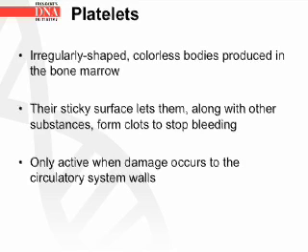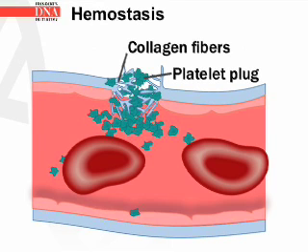Platelets are irregularly shaped, colorless bodies produced in the bone marrow. Their sticky surface lets them, along with other substances, form clots to stop bleeding. They are only active when damage occurs to the circulatory system walls. Here is an example of hemostasis. Platelets in the bloodstream combine with collagen fibers to form a platelet plug to repair a damaged blood vessel.